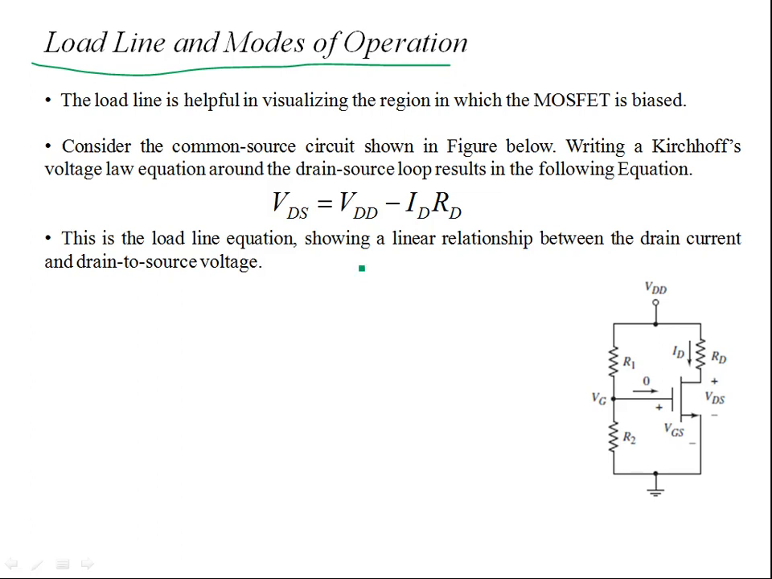You can have a linear relationship between your drain-to-source current ID and your voltage VDS. You can obtain this by applying Kirchhoff's voltage law across the output loop. You can write this as VDD minus IDRD is your VDS. So VDD minus IDRD is your VDS. This is indeed a linear relationship between VDS and the drain-source current. All the quantities involved in this relationship are DC quantities.